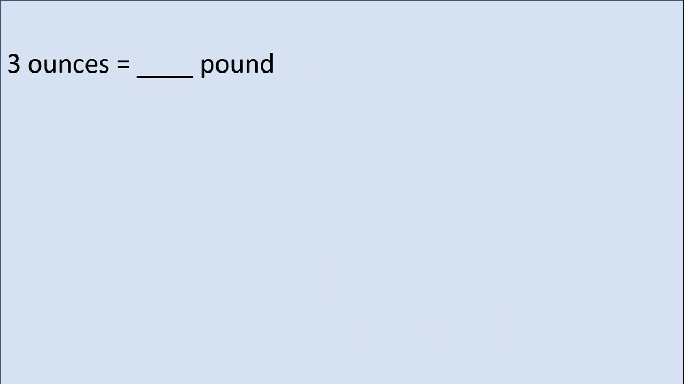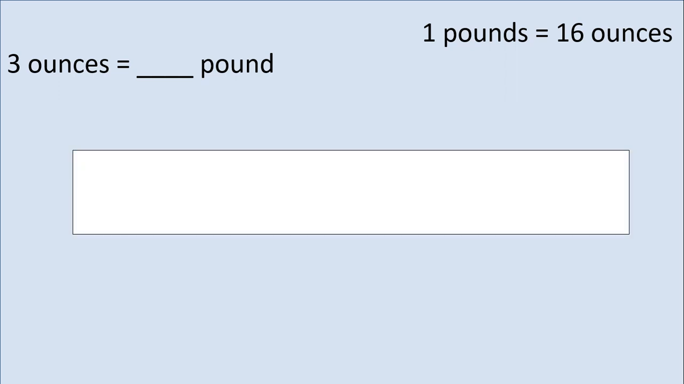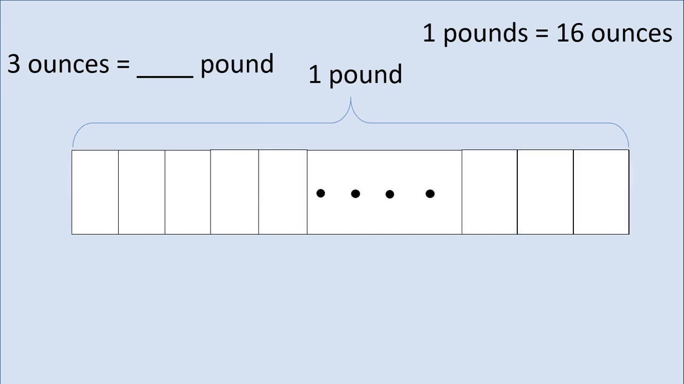Now we have 3 ounces, and we're going to rewrite this as pounds. 1 pound equals 16 ounces. So here's our tape diagram. Our total tape diagram is worth 1 pound. There's 16 ounces in a pound, so we're going to break this up into 16 parts. Here we see that at the start, we're going to have 1, 2, 3, 4, 5 ounces, dot, dot, dot, and we're ending our tape diagram with 14, 15, 16 ounces.